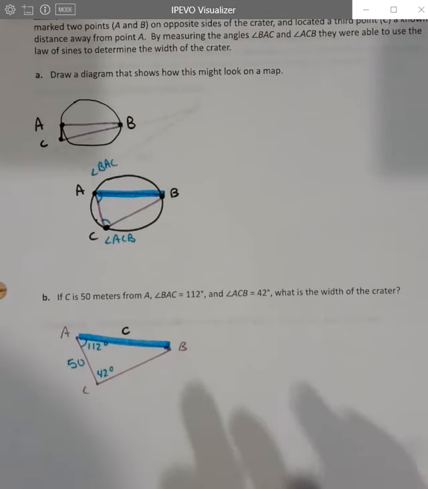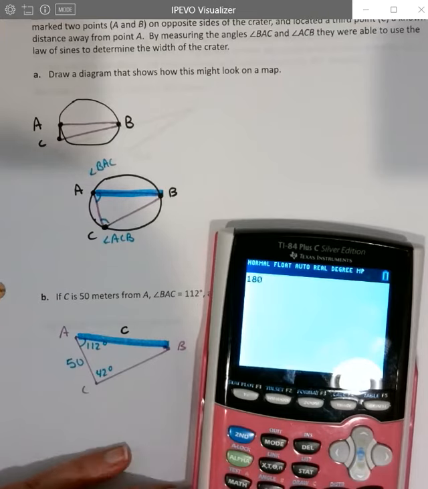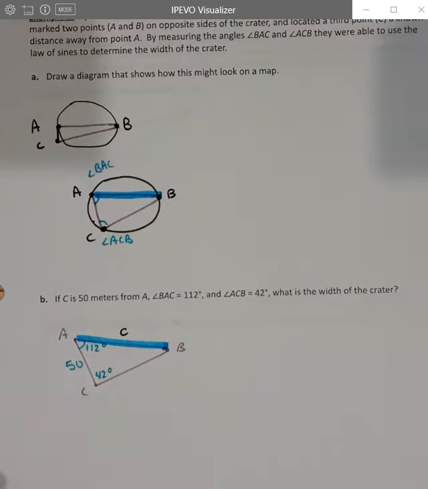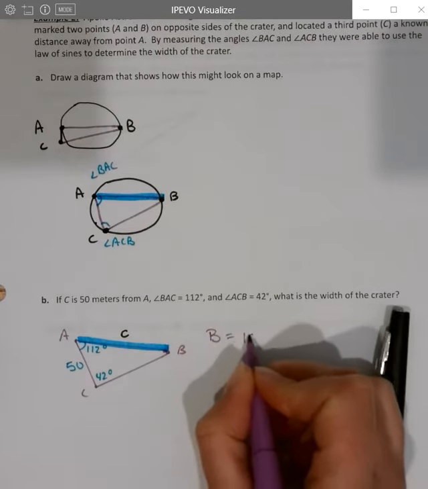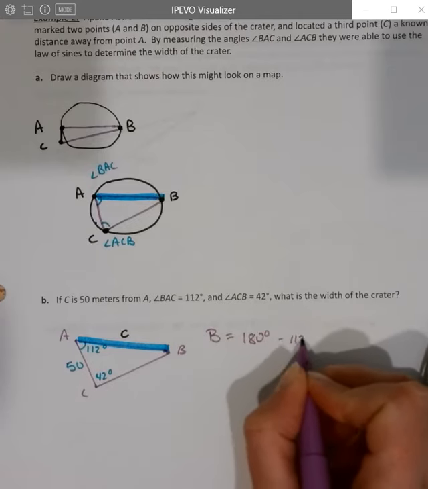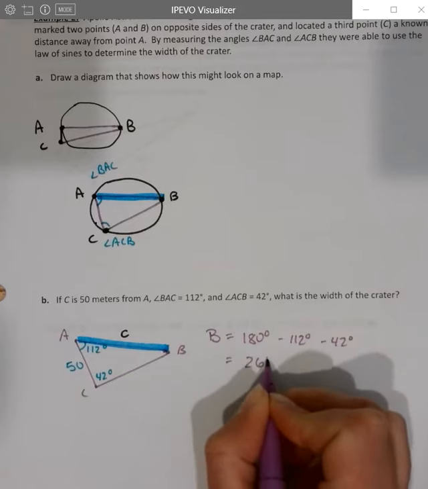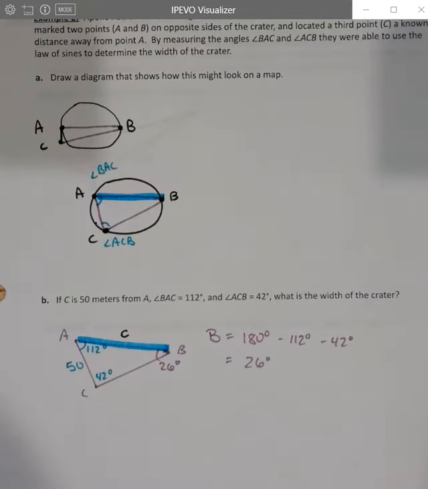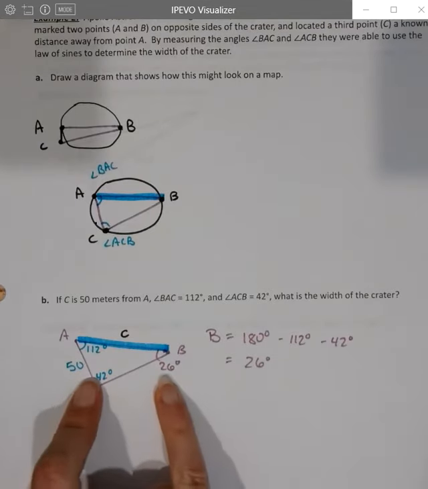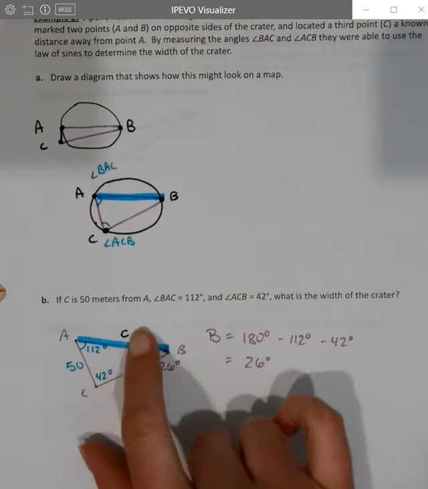So I can use 180 degrees for a triangle to find that. So 180 degrees minus the 112 minus the 42 gives us 26 for our B. That's the first thing we need to know, is that angle. So B is 180 degrees minus 112 degrees minus 42 degrees. So it's 26 degrees. So now we know this little angle is 26 degrees. And so now I have a pair that match here, opposite side to that angle, and I can use that with law of sines to get opposite side to angle C.